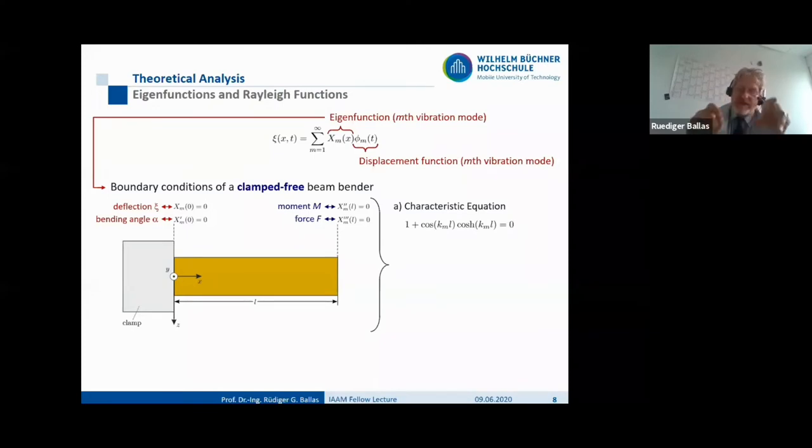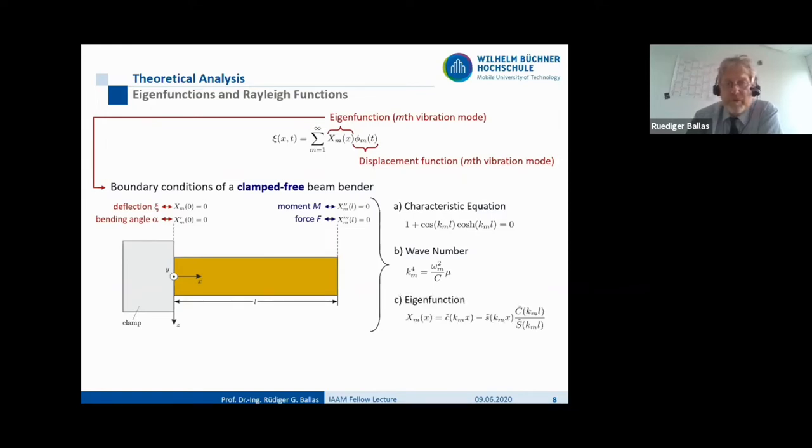These zeros of this equation result in the so-called wave number. This wave number, denoted with the quantity k, depends on the eigenfrequency or resonance frequency omega, the flexural rigidity C, and the mass per unit length.